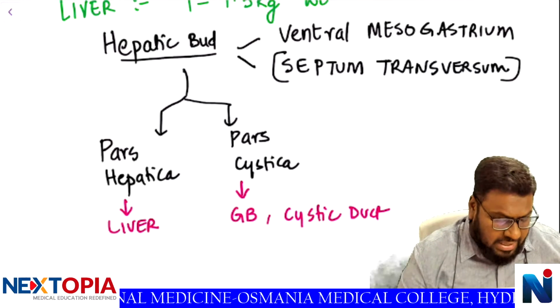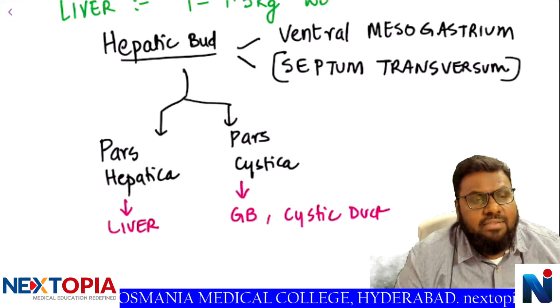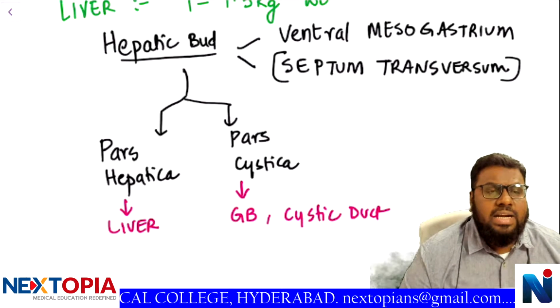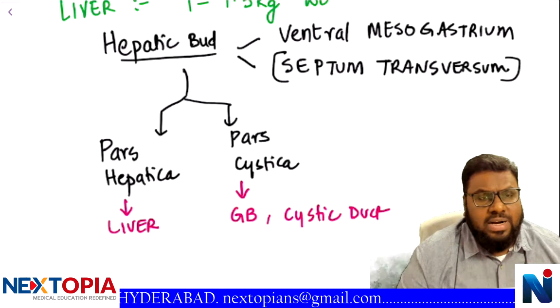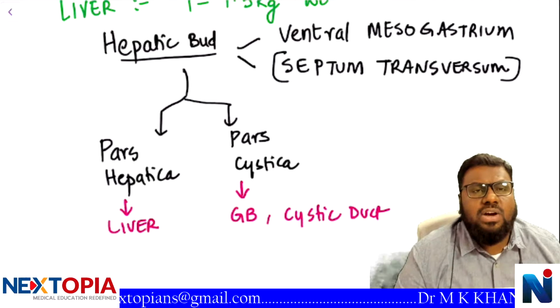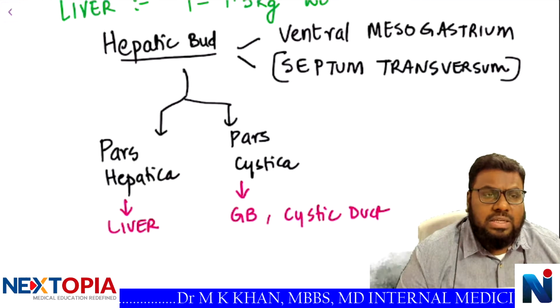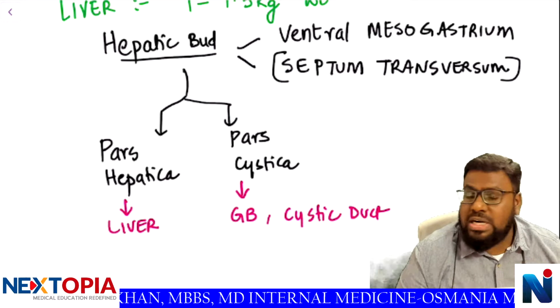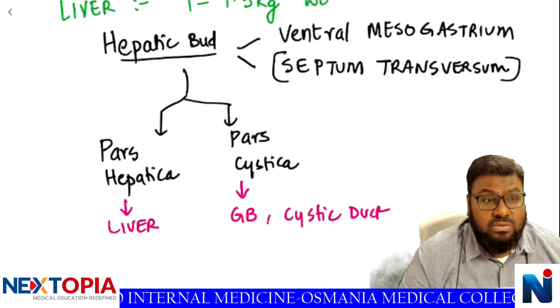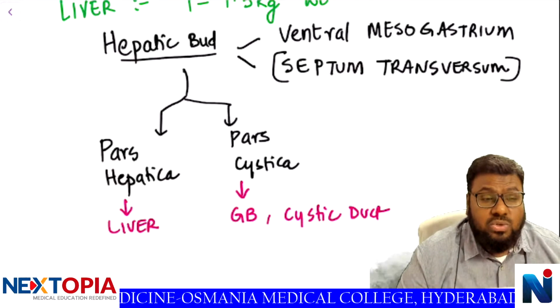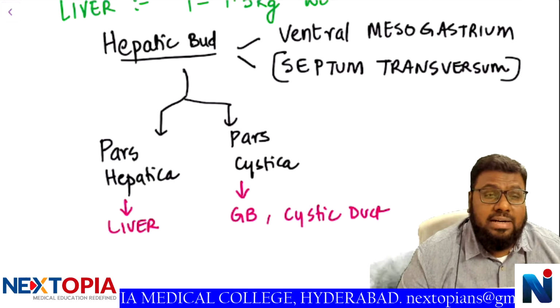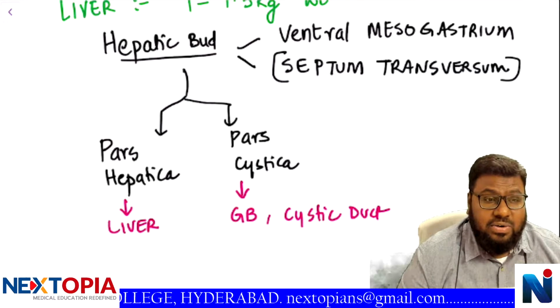So the pars hepatica divides into right and left branches, which give rise to the right and left lobes of the liver. In the third week of intrauterine life, please remember, the weight of the liver is 1/10 of total body weight. So it is occupying almost the entire abdominal cavity in the third week of intrauterine life.